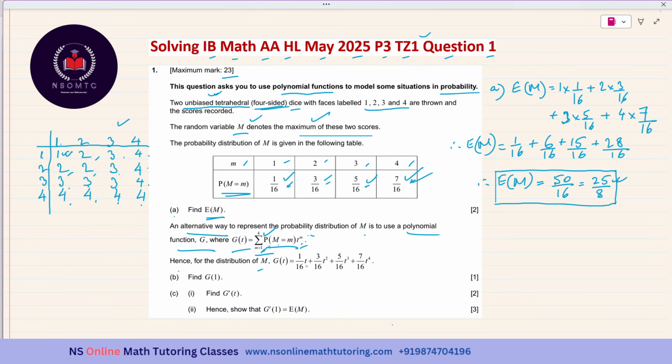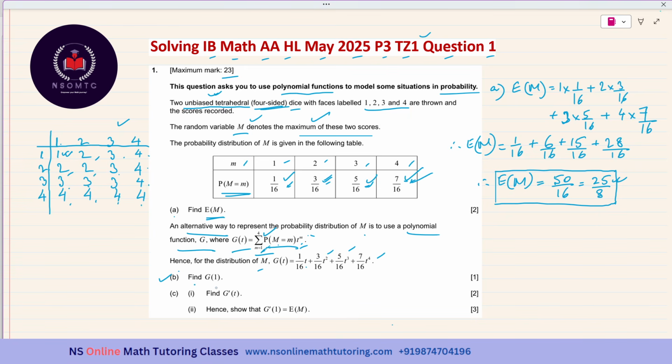So 1 over 16 times t, plus, for m equal to 2, we take this probability: 3 over 16 times t square, plus 5 over 16 times t cube, and plus 7 over 16 times t to the power of 4.